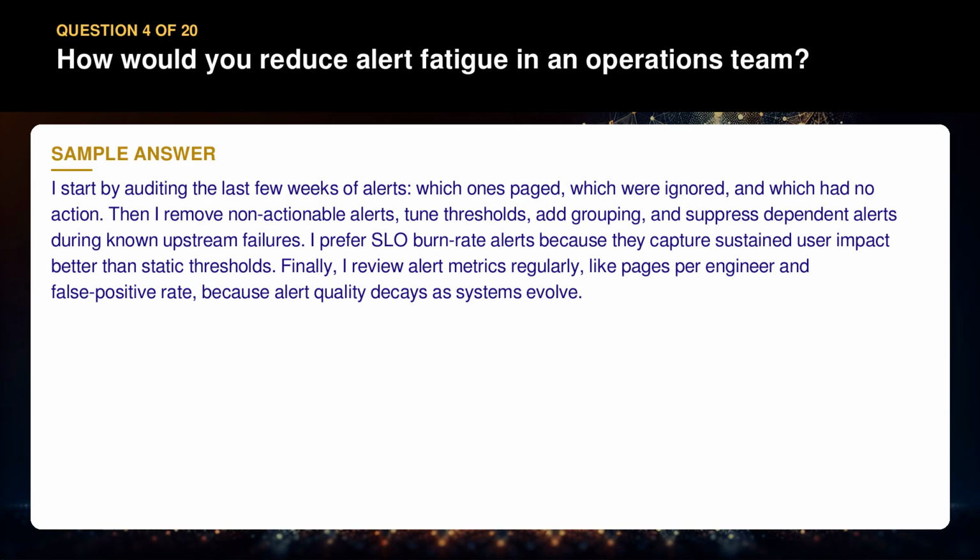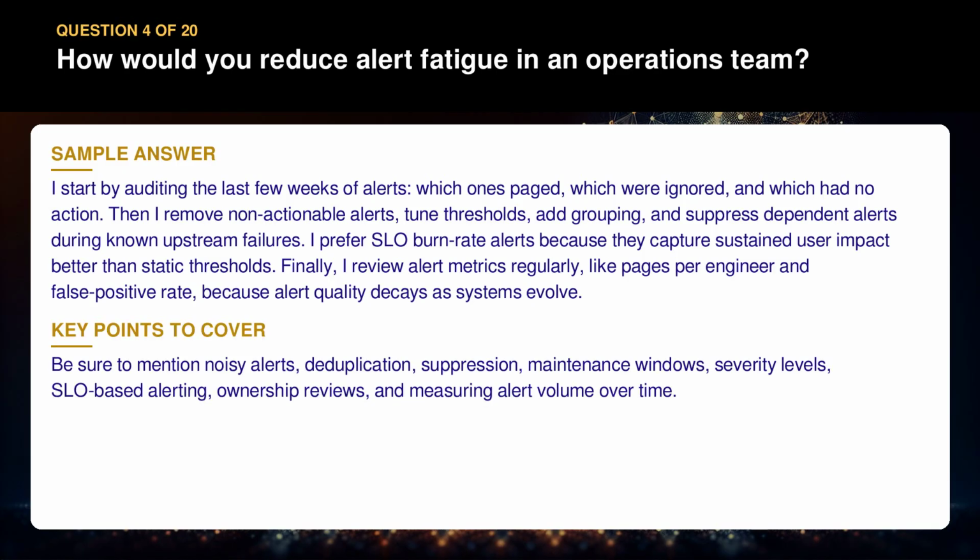I start by auditing the last few weeks of alerts, which ones paged, which were ignored, and which had no action. Then I remove non-actionable alerts, tune thresholds, add grouping, and suppress dependent alerts during known upstream failures. I prefer SLO burn rate alerts because they capture sustained user impact better than static thresholds. Finally, I review alert metrics regularly, like pages per engineer and false positive rate, because alert quality decays as systems evolve.